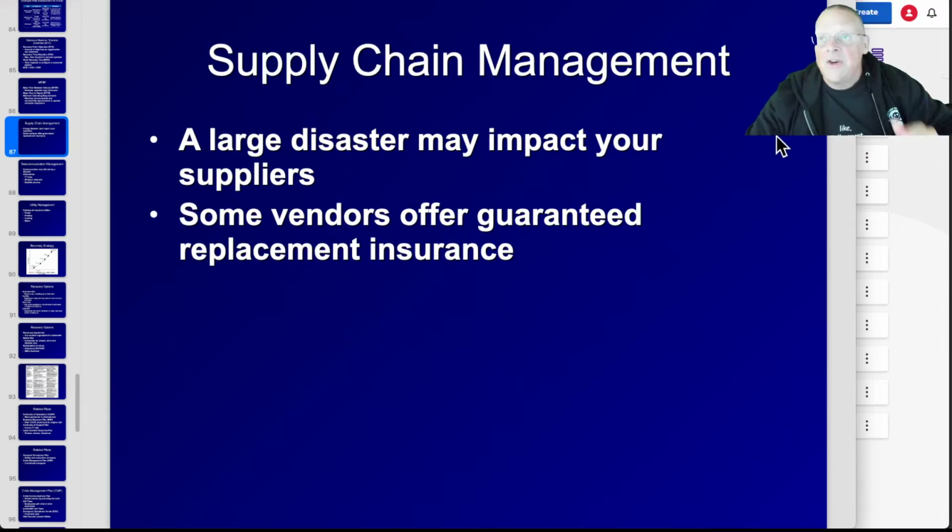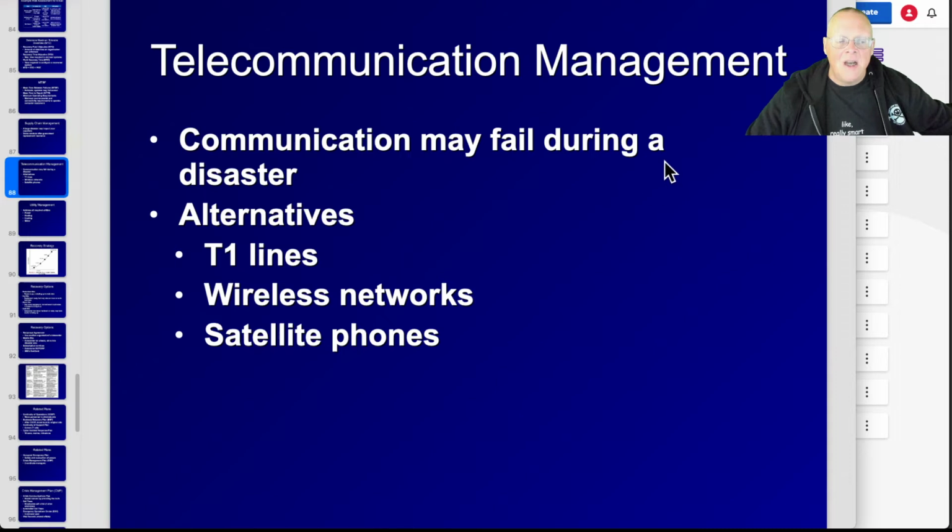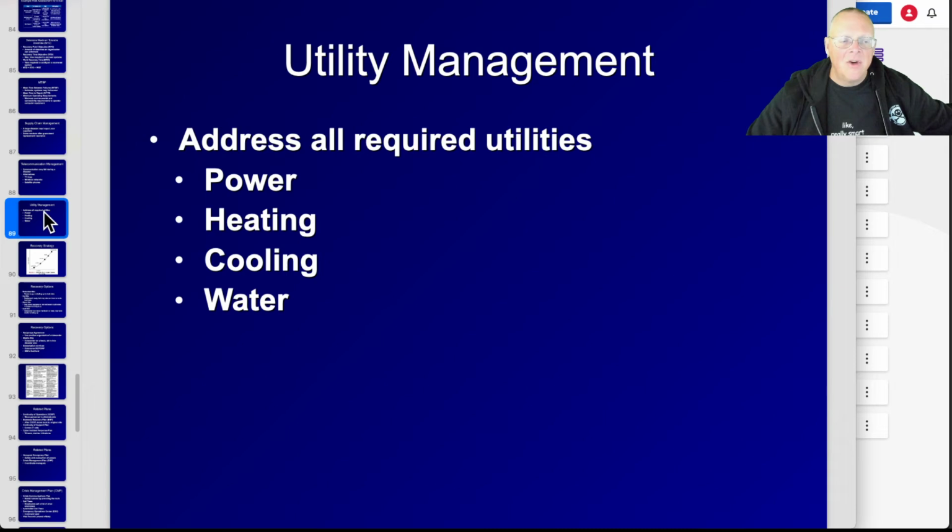Supply chain is a big issue, especially these days. We're having a lot of supply chain problems. You might find that you cannot get the replacement parts you need, and that will foul up your recovery process. The communications may fail. So if phone lines are down, you can try using wireless networks, satellite phones. Some people even use ham radios for communication during disasters. And you've got all these issues: heating, power, cooling, and water. All these things are required, and they all might go down. So you should have plans for what you're going to do if they go down.